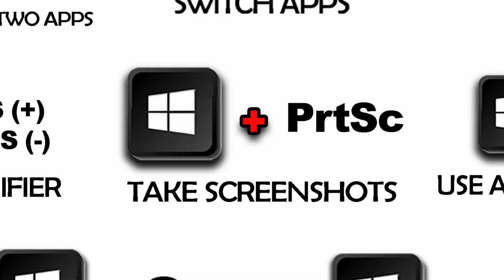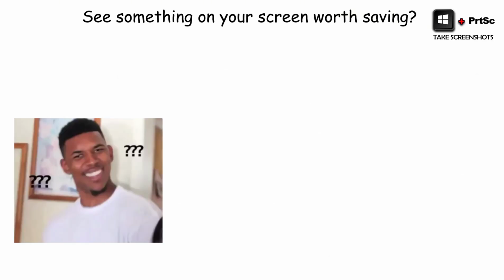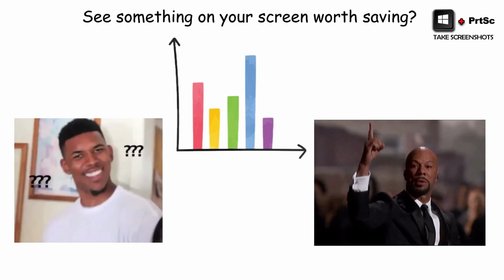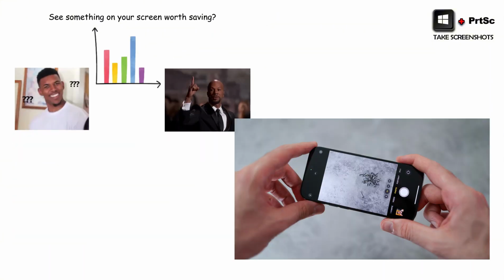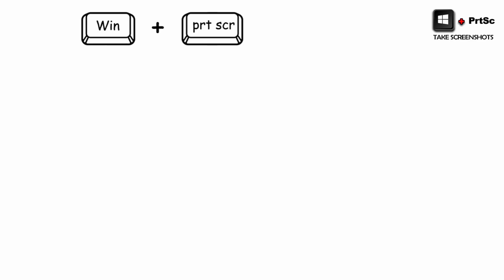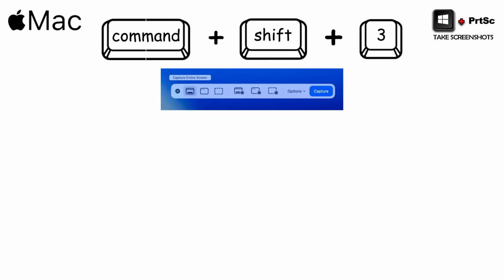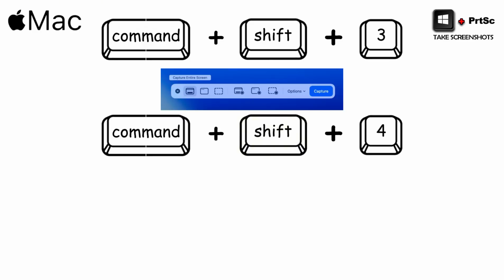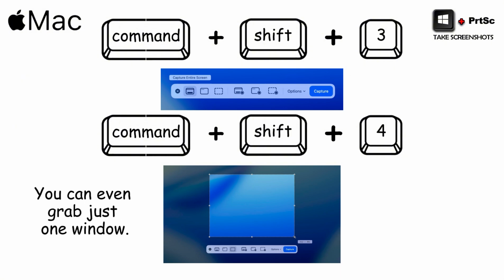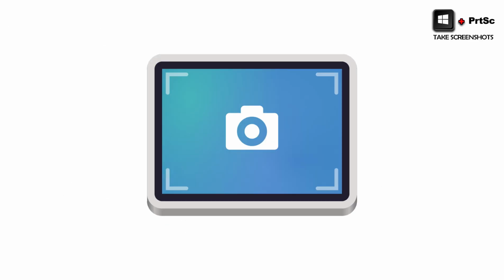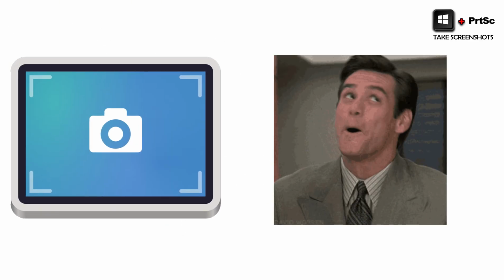Take screenshots. See something on your screen worth saving? A meme? A chart? A moment of digital glory? Forget using your phone camera, there's a faster way. On Windows, hit Windows+Print Screen. That snapshot is instantly saved to your Pictures folder. No dragging, no naming, no drama. Mac users, use Command+Shift+3 for a full screen capture or Command+Shift+4 to choose a specific area. You can even grab just one window. It's clean, quick, and professional. Because screenshots shouldn't take longer than the thing you're trying to save.